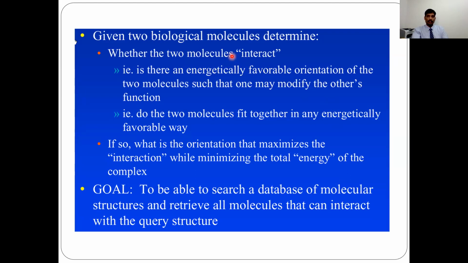So given 2 biological molecules, determine whether the 2 molecules will interact. Is there any energetically favorable orientation of the 2 molecules such that one may modify the other's function? That is, do the 2 molecules fit each other together in any energetically favorable way?